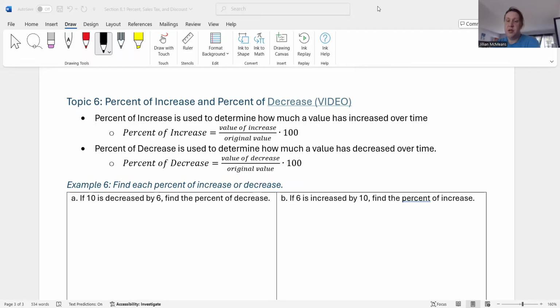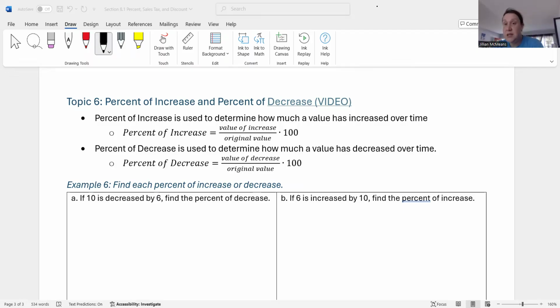Last up for this section is percent of increase and percent of decrease, okay? So percent of increase is used to determine how much a value has increased over time. The way we would calculate a percent of increase is we would find the value of the increase. What is the difference in one value compared to the next? And then you divide by the original value. This gives you a decimal. You then multiply it by 100 to get the percentage, okay?